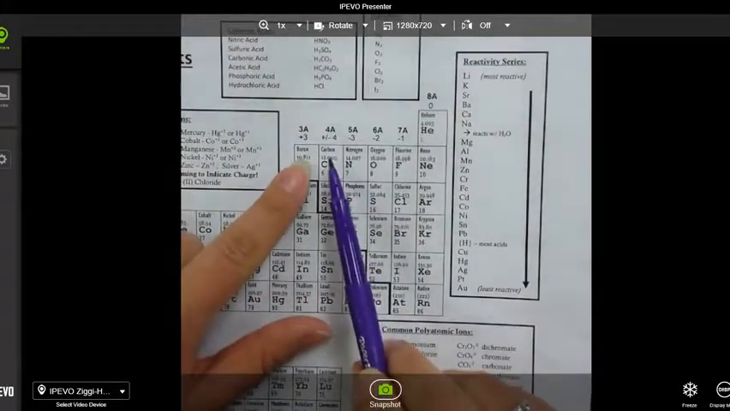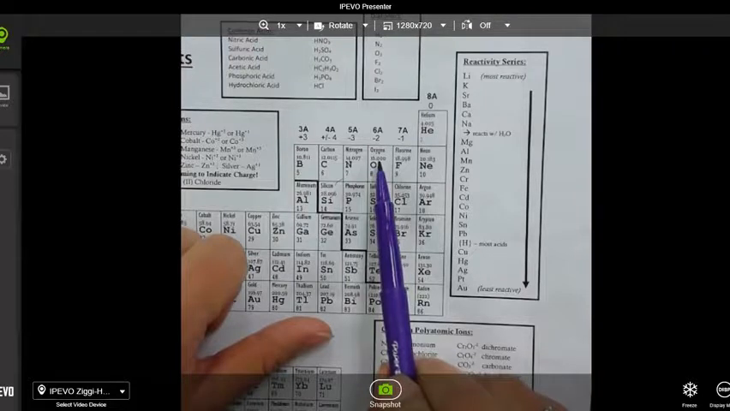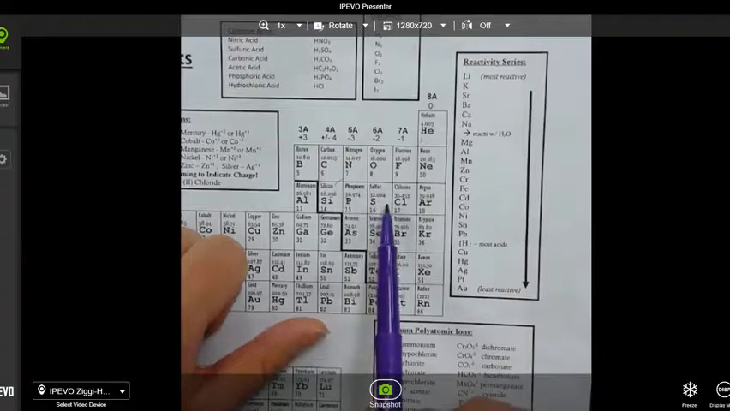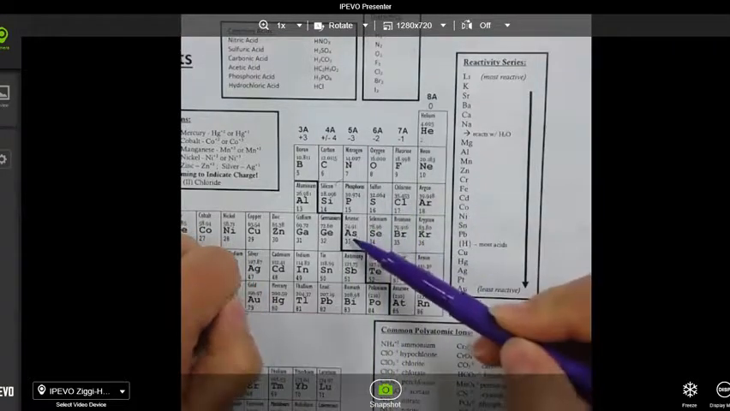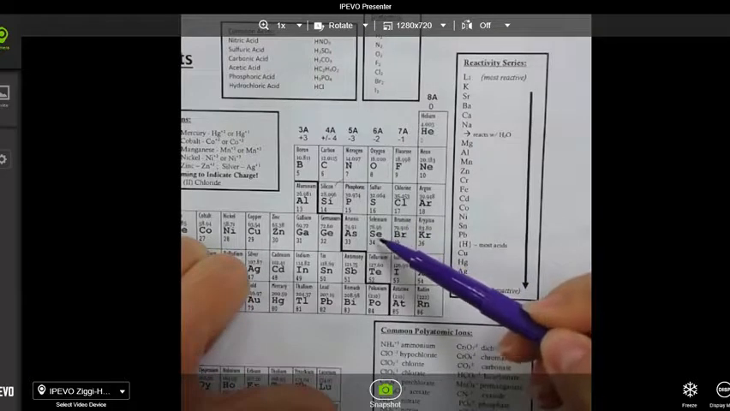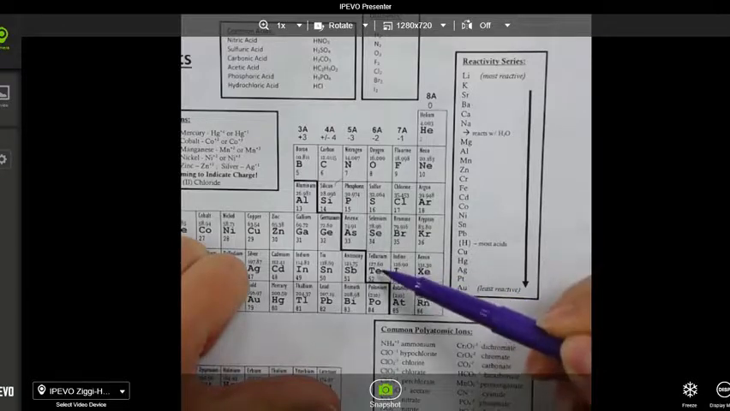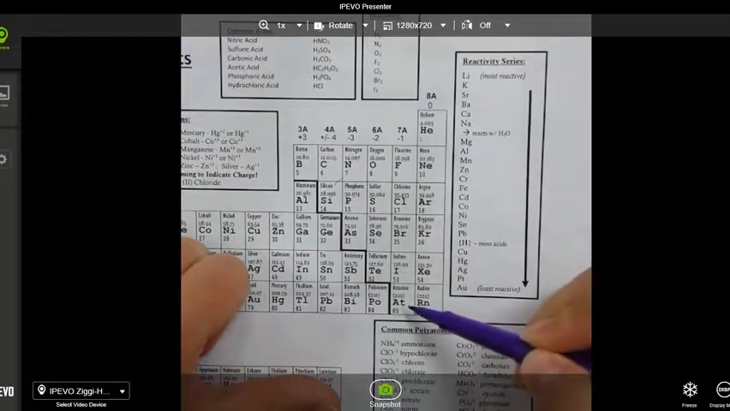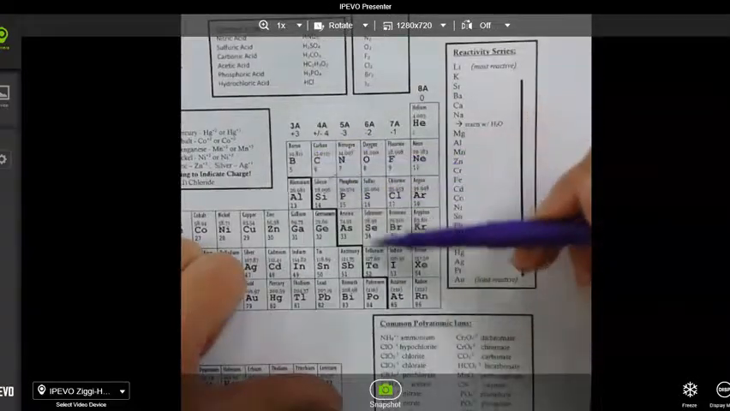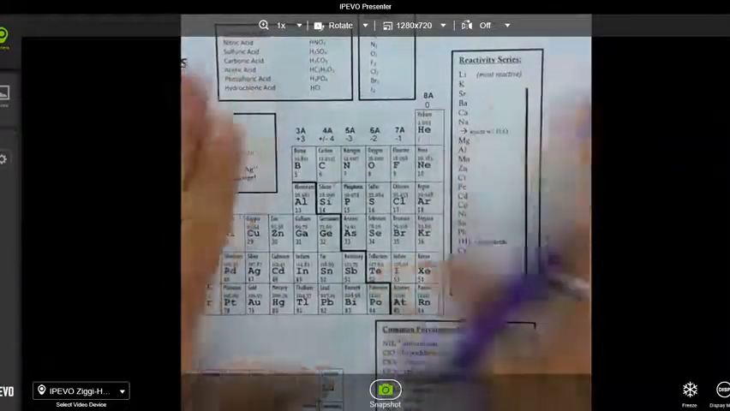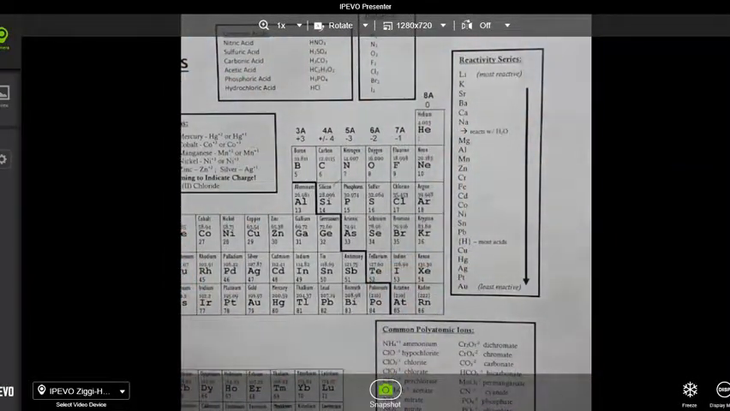So carbon becomes carbide, nitrogen becomes nitride, oxygen, oxide, fluorine, fluoride, phosphorus, phosphide, sulfur, sulfide, chlorine, chloride, arsenic, arsenide, selenium, selenide, bromine, bromide, iodine, iodide, tellurium becomes telluride, and astatine will become astatide. We probably won't use this one, but it's there. So most of these are the ones that are going to be used as the anion for a metal nonmetal compound, or a cation anion compound.